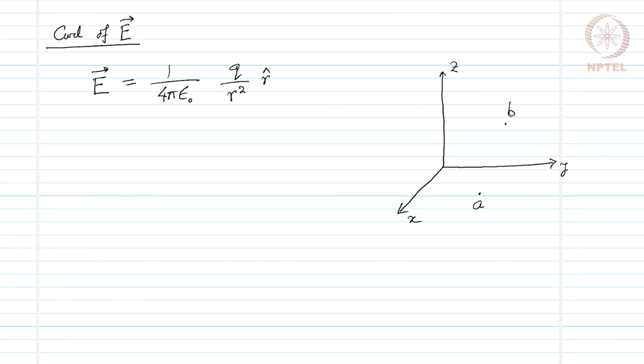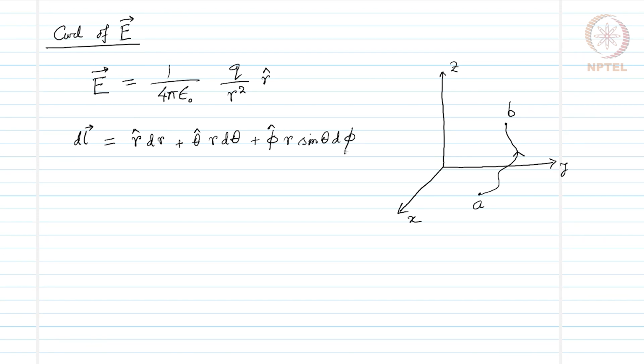We can consider an arbitrary line element connecting these 2 points. So, we are moving from point A to point B via this arbitrary line element, and if we write the line element dl in spherical coordinate system, we can write it as r cap dr plus theta cap r d theta plus phi cap r sin theta d phi.